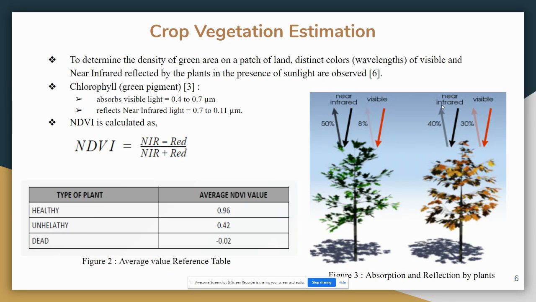Now the NDVI is calculated as NIR minus red divided by NIR plus red, in which NIR refers to the near infrared value which is reflected by the plants, and the red band is considered as one of the visible bands. Depending upon the NDVI value, a particular crop can be divided into three segments: healthy, unhealthy, or dead. Now, the table gives the values of different types of plants and their corresponding NDVI.